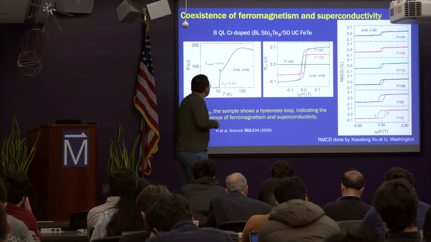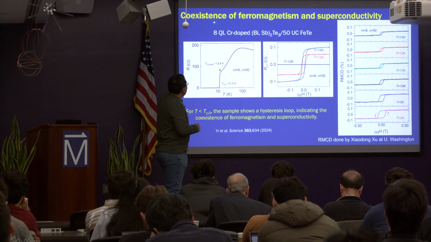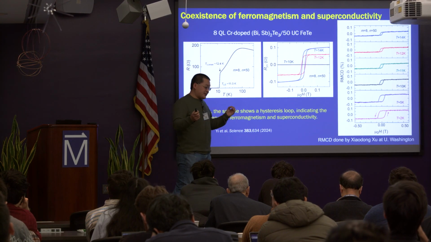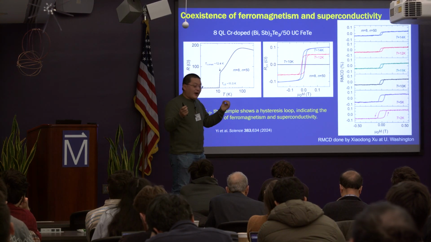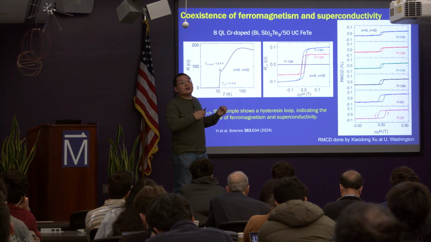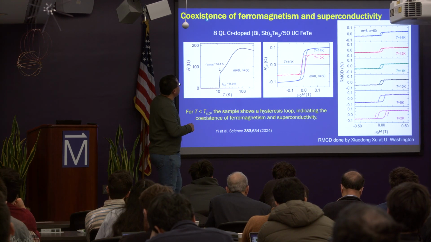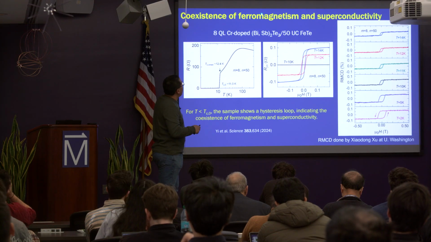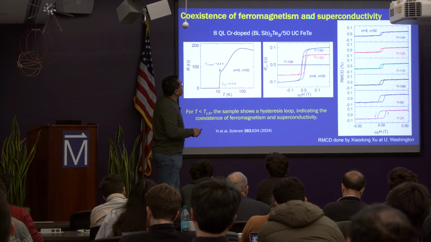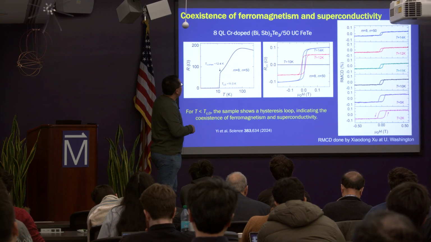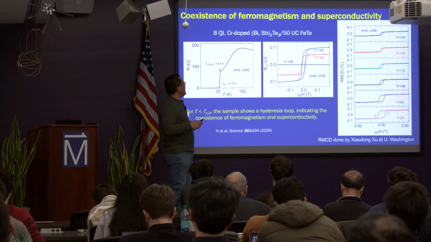And here we demonstrated interface-induced superconductivity in the chromium-doped bismuth antimony telluride and antarite heterostructures. The chromium-doped bismuth antimony telluride is ferromagnetic, and here we realize superconductivity. So we speculate there is coexistence of ferromagnetism and superconductivity.